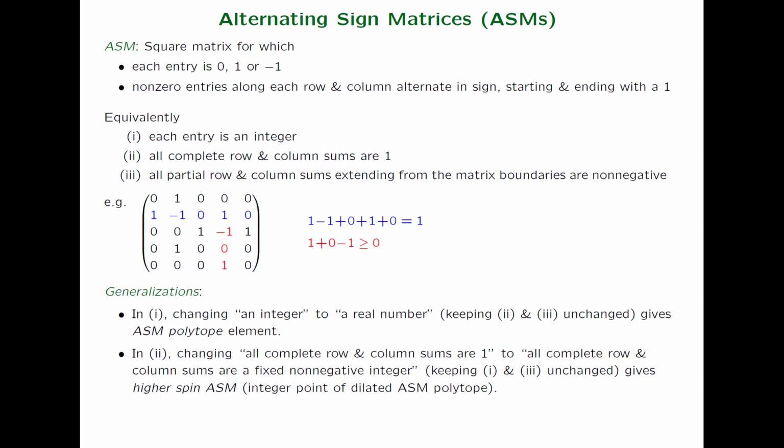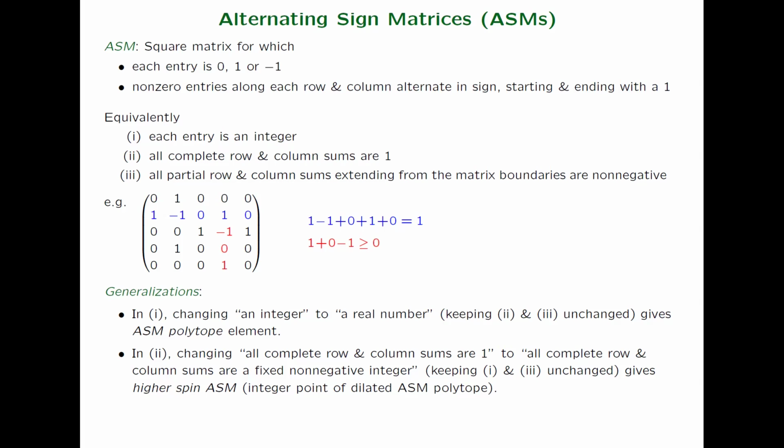Okay, so now we've re-expressed the definition of ASMs in a way which, again, allows us to tinker with it more naturally. So if we tinker with the integer here and change it to a real number, then we get the ASM polytope elements. So we're now looking at square matrices with real entries such that all complete row and column sums are 1 and partial row and column sums from each boundary of the matrix are non-negative.